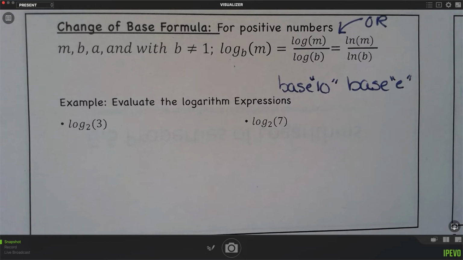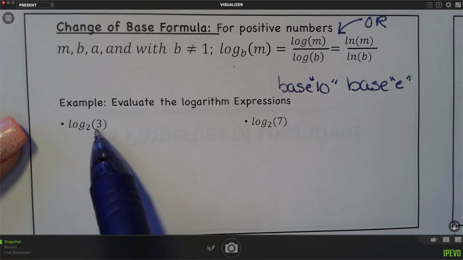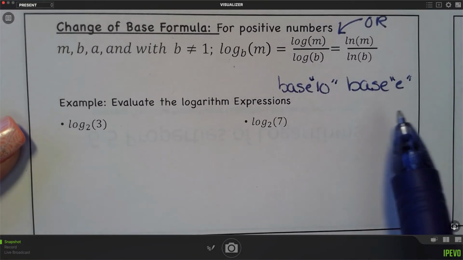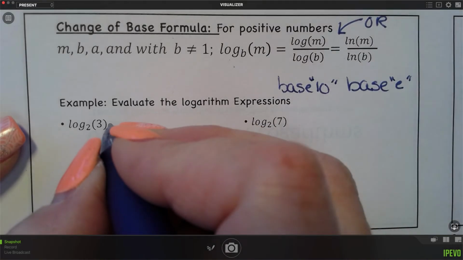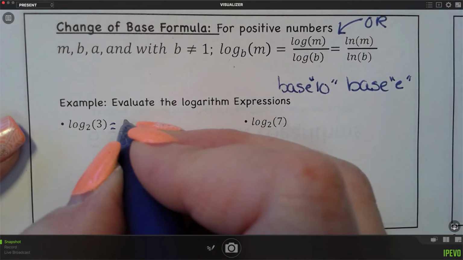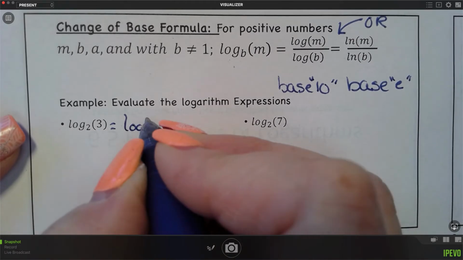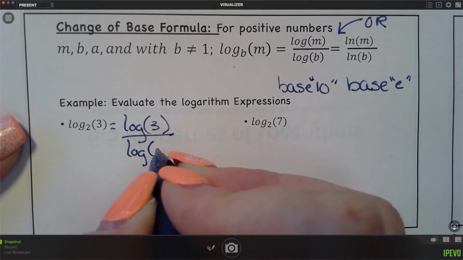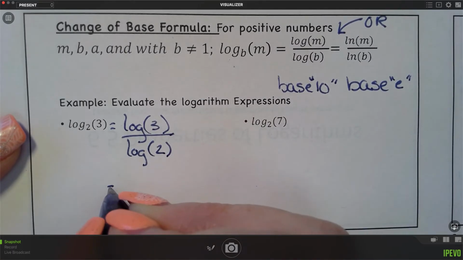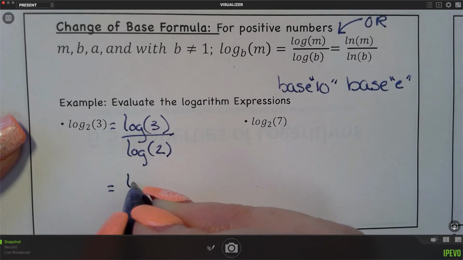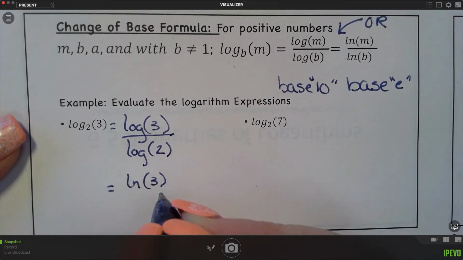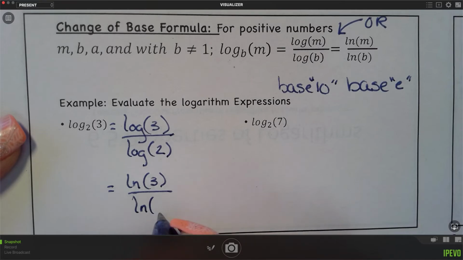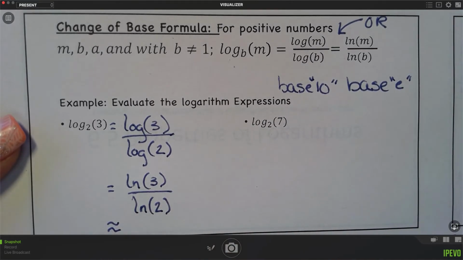So I have log base 2 of 3, and we're going to write it in both base 10 and base E. So in base 10, it would be what? Log of 3 divided by log of 2. In base E, it would be natural log of 3 divided by natural log of 2. And when you do that in your calculator, you should get approximately 1.58.